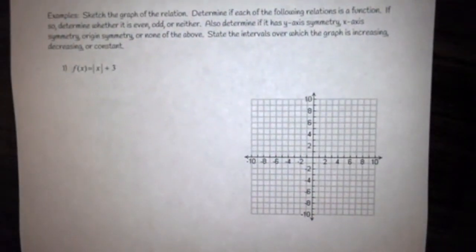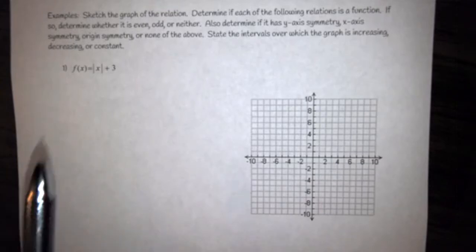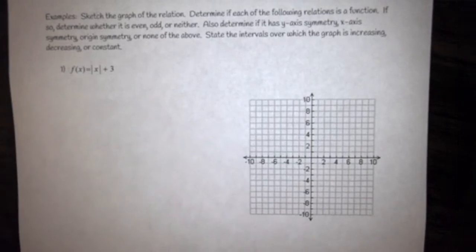We have that you need to sketch the shape of the relation and then determine the following. Is it a function? Yes or no? If it is a function, is it even, odd, or neither? And then, does it have y-axis symmetry, x-axis symmetry, origin symmetry, or none? And then find the intervals over which you are increasing, decreasing, or constant. So the first thing you need to do is we're looking at the absolute value and then plus 3.